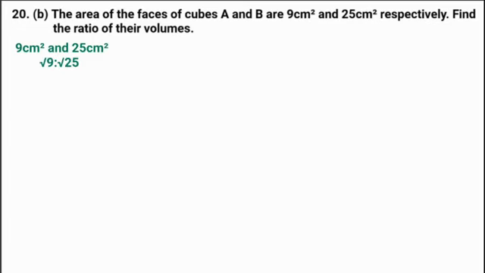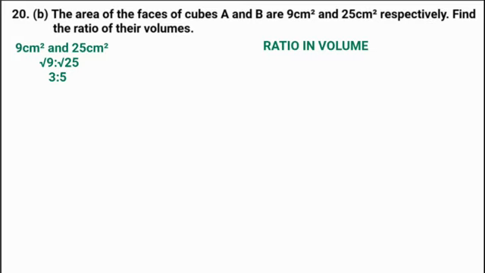So what is the square root of 9? It is 3. The square root of 25 is 5. So we're going to write the ratio like this, 3 to 5. Now this is the basic dimensions of these cubes. The cube with 9 cm squared has got the dimension of 3 cm, and the cube with 25 cm squared has the dimension of 5 cm.